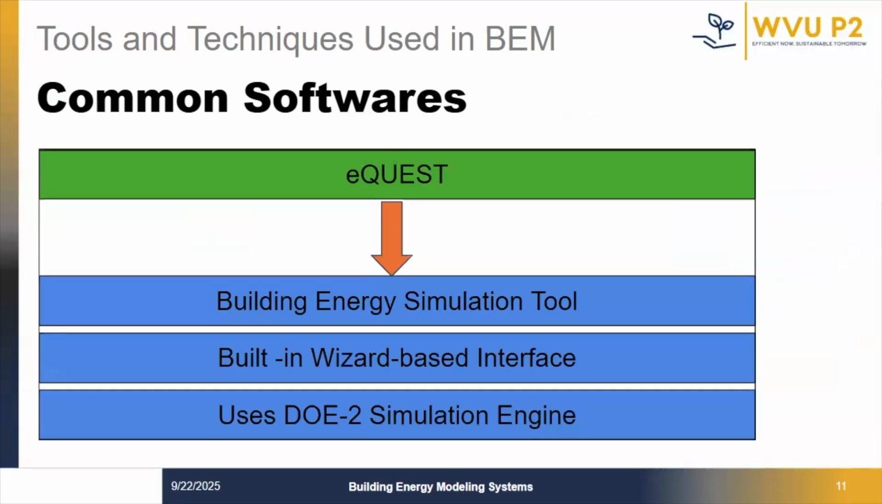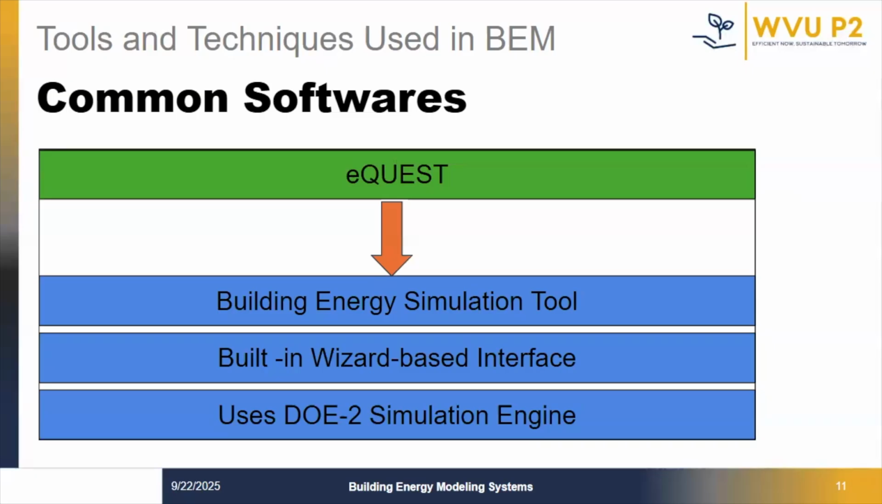Now we will talk in detail about eQuest, where eQuest is a free building energy simulation tool with a built-in wizard interface designed for ease of use. It uses the DOE-2 simulation engine. Here's how it works. Model building is initially done in eQuest, and then we use the eQuest wizard interface to define the building, such as building geometry, systems, HVAC systems, schedules, etc. Then we run the simulation.